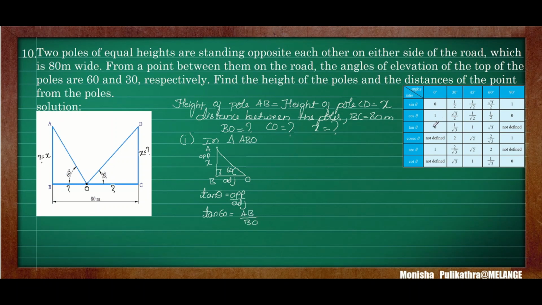So tan 60, according to the chart, is root 3. Root 3 is equal to AB, which is x, by BO. We don't know the value of BO, so let it be BO itself. So by cross multiplying we will get BO is equal to x divided by root 3. So let BO is equal to x divided by root 3 meter.